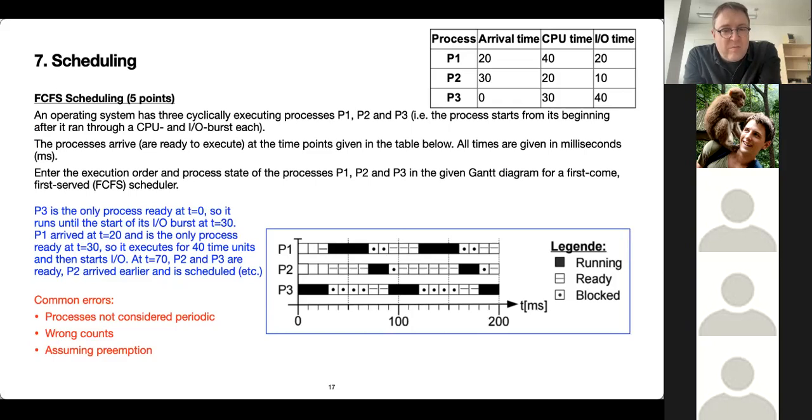What's interesting is common mistakes. The first common mistake is that the process was not considered periodic, so students only gave one iteration for P1, 2, and 3. That made it a bit easier. Some students had problems counting, and some were assuming preemption, but FCFS is a non-preemptive scheduling. So a process runs to its end unless it's blocked, and then, of course, we have a process transition here.